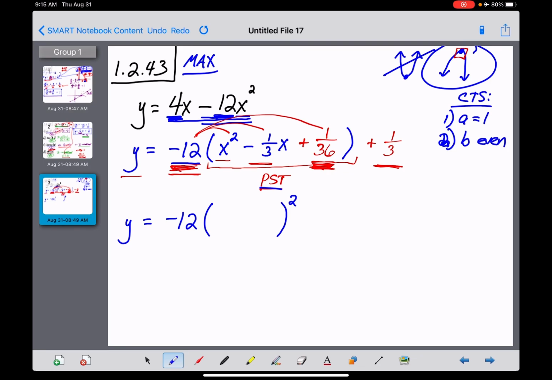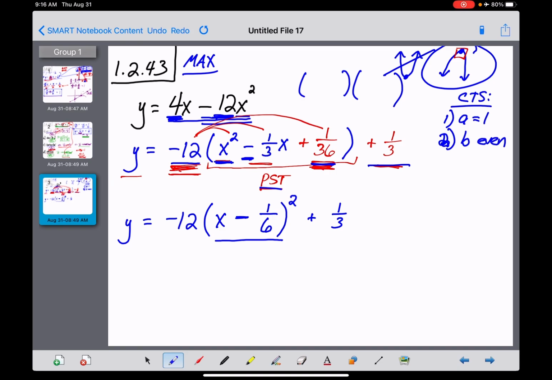And hopefully you can do this in one step without having to do this and then think about it. The square root of x squared is x. That goes right here. The square root of 1/36 is 1/6. And whatever sign you're dealing with right here, that's the sign that comes down here. So x squared minus 1/3 x plus 1/36 factors into x minus 1/6 quantity squared. Feel free to multiply that out and test that if you want. Nobody ever takes me up on that offer. And we still have a plus 1/3 at the end of all that.